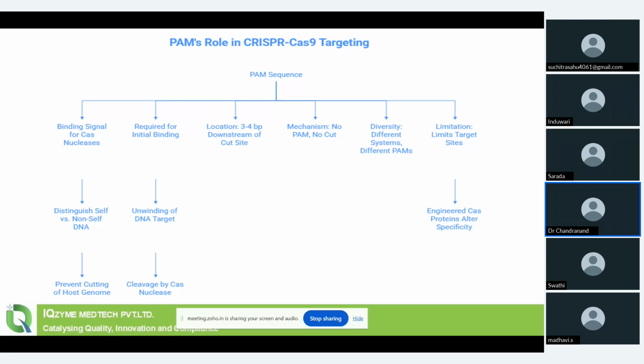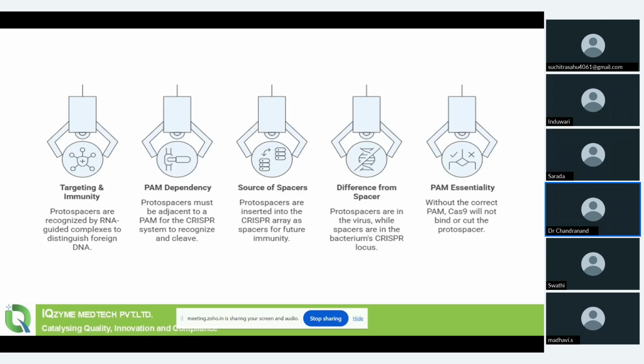This is the workflow that has to happen when there is CRISPR-Cas9 activity. Targeting and immunity, then PAM dependency. These are all factors in which a CRISPR-Cas9 environment functions. Then source of spacers, difference from spacer, PAM essentiality. Without PAM, Cas9 will not bind or cut the protospacer.